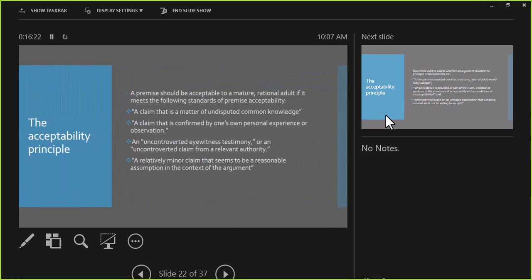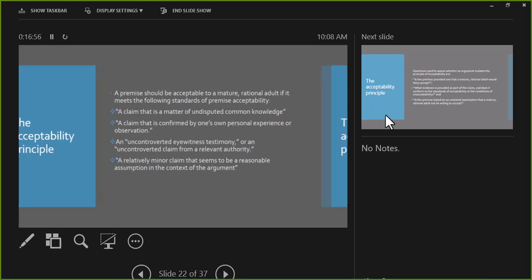Then there is the acceptability principle. A premise should be acceptable to a mature and rational adult if it meets the following standards of premise acceptability: a claim that is a matter of undisputed common knowledge, a claim that is confirmed by one's own personal experience and observation, an uncontroverted eyewitness testimony or an uncontroverted claim from a relevant authority, and a relatively minor claim that seems to be a reasonable assumption in the context of an argument. Those are the main points used to see whether our premise is acceptable or not.